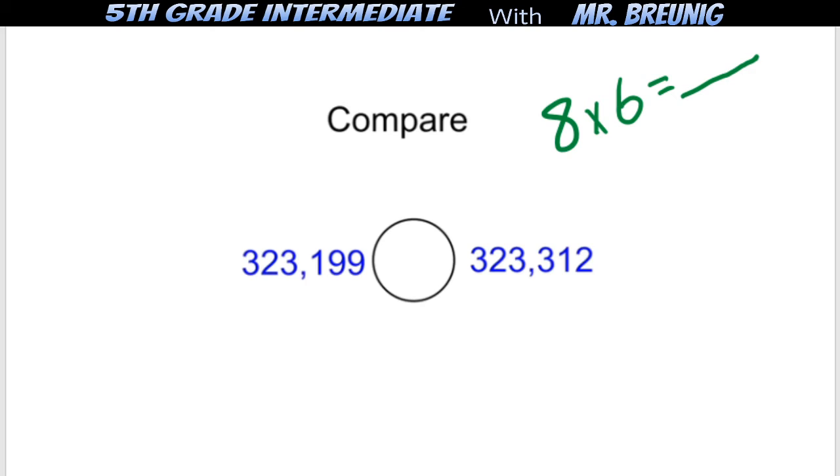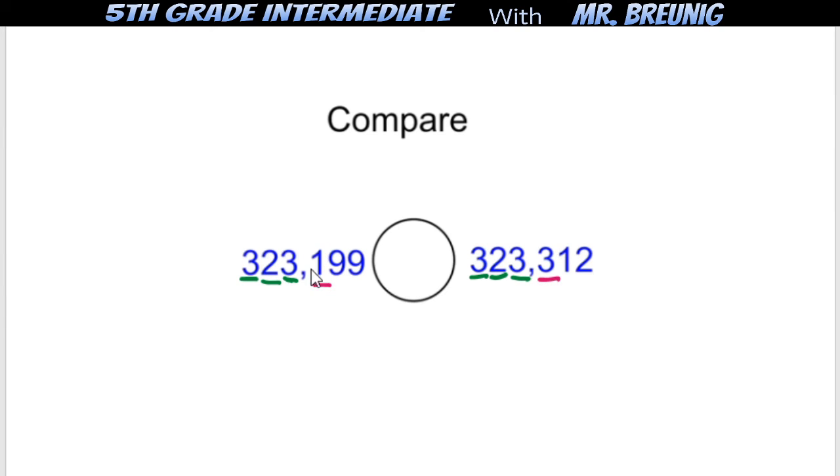But now, let's go ahead and look at comparing numbers. When I compare numbers, the easiest way to do it, I think we all can compare single digit numbers. But how am I going to compare 323,199 to 323,312? Well, a really easy way is I could just look at the first digit in each one, 3 and 3. Well, that doesn't help. Those are the same numbers. What about 2 and 2? Still doesn't help. What about the 3 and the 3? That still doesn't help. But the fourth digit, look at that 1 and look at that 3.